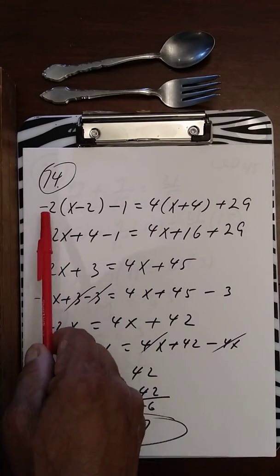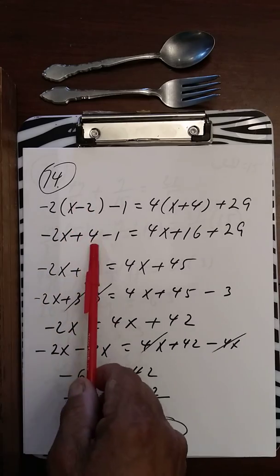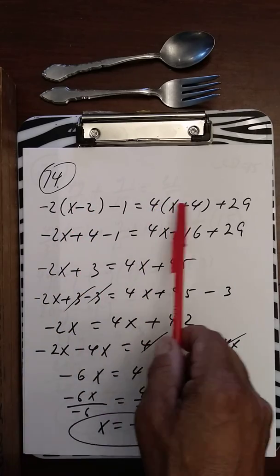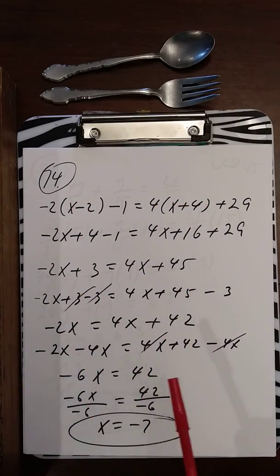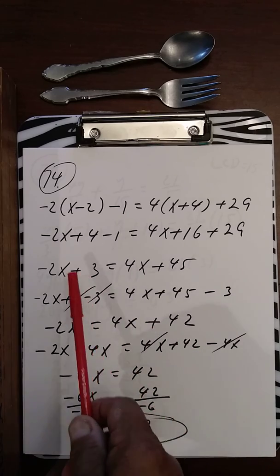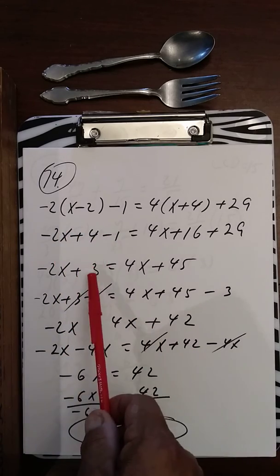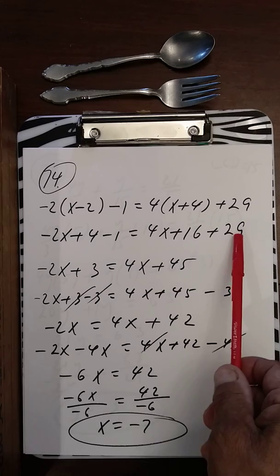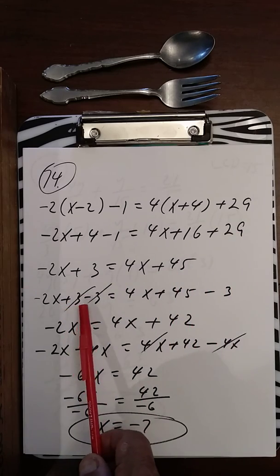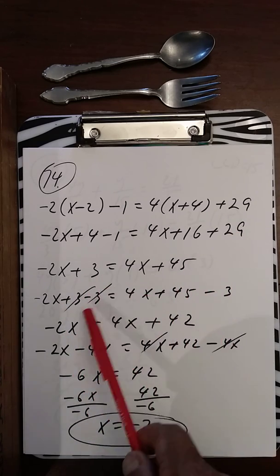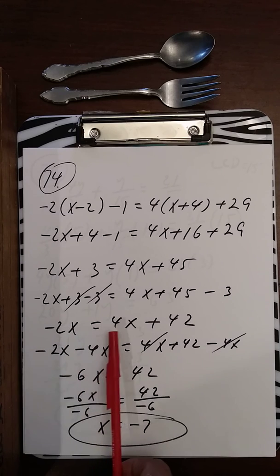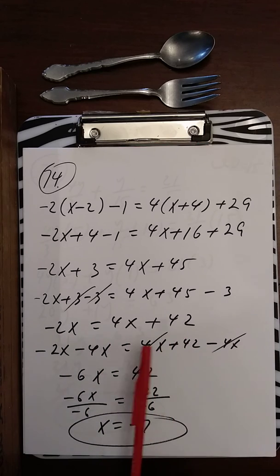Parentheses stuff first. Negative 2 times that is negative 2x, that times that is 4. 4 times that is 4x, 4 times that is 16. So now, we need to put these together. So we have 4 minus 1 is 3. Over here we have 16, 29 is 45. So now, minus 3, these are gone. So we have negative 2x is 4x plus 42.